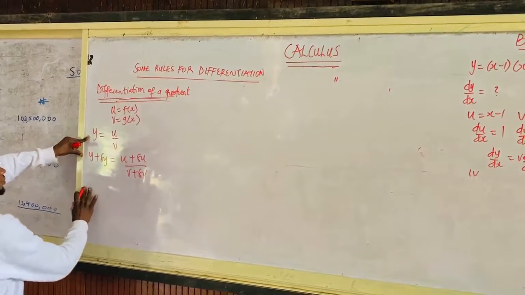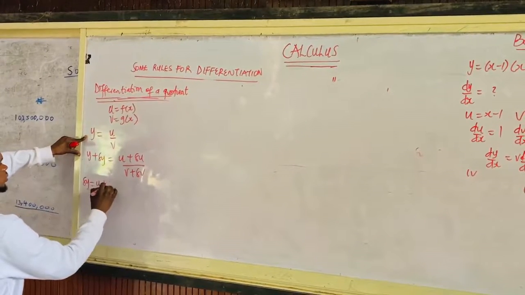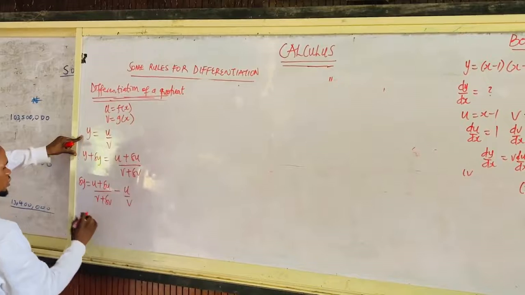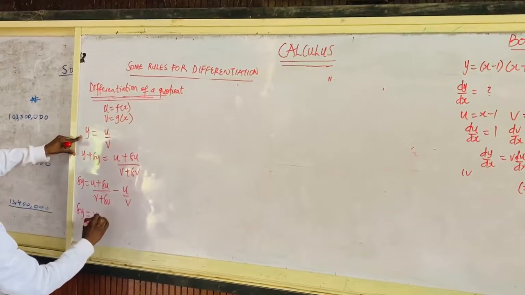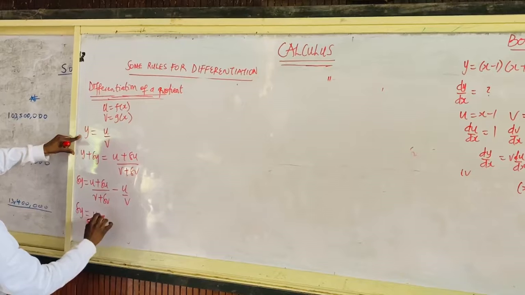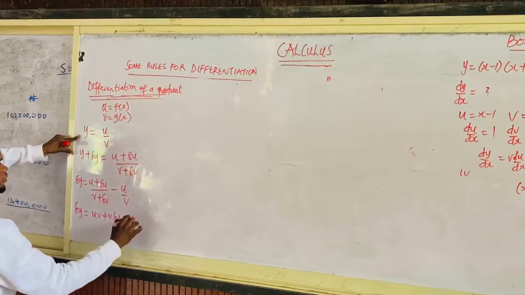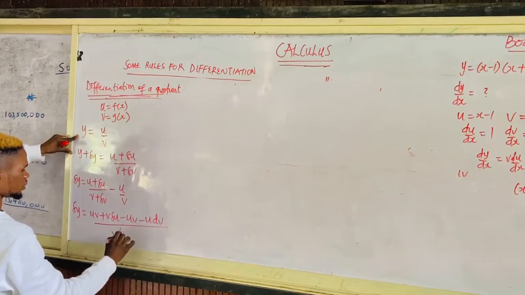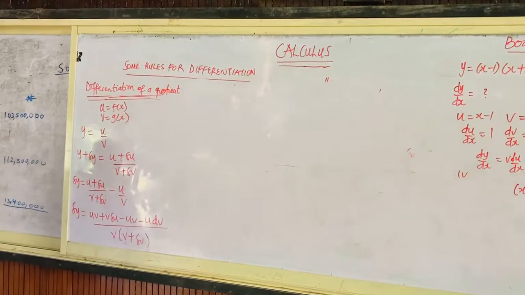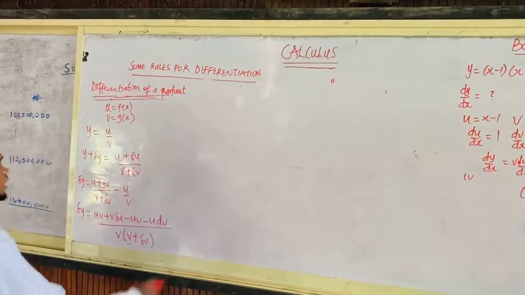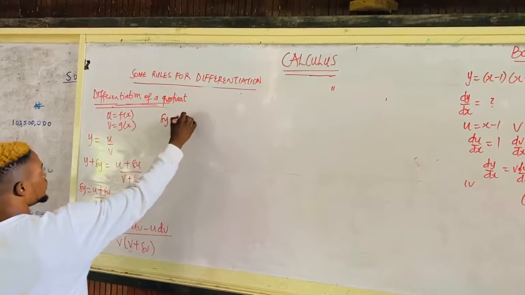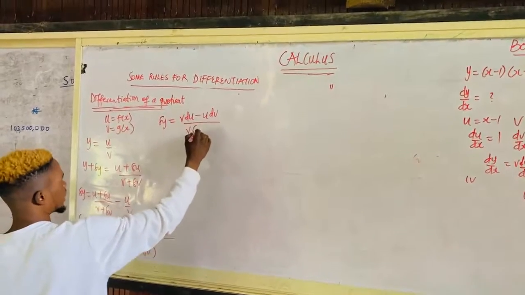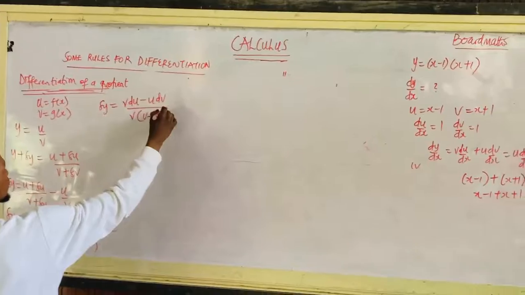So that gives Δy is equal to (u plus Δu) over (v plus Δv) minus u over v. That gives Δy equal to (uv plus v Δu minus uv minus u Δv) all over v times (v plus Δv). So this cancels out. So that gives Δy equal to (v Δu minus u Δv) all over v times (v plus Δv).